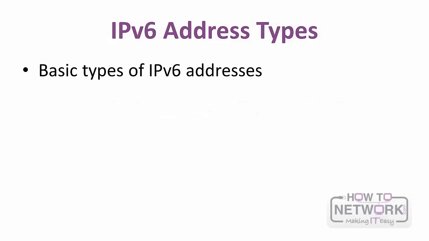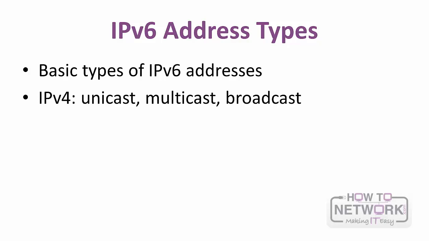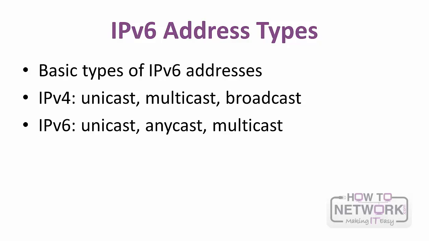The following slides review the basic types of IPv6 addresses. They are examined in more detail in the following lesson. In IPv4, there are unicast, multicast, and broadcast addresses. In IPv6, there are no broadcast addresses. The 3 types of addresses in IPv6 are unicast, anycast, and multicast.